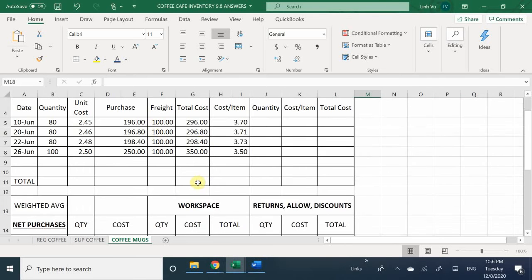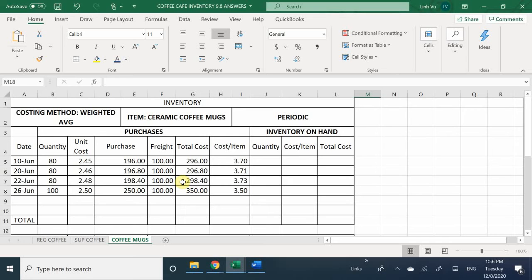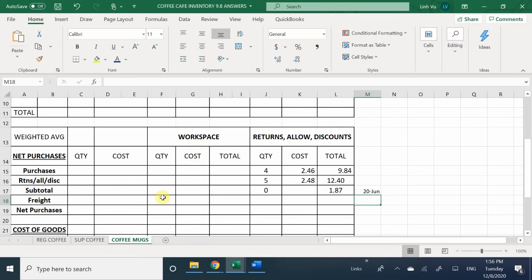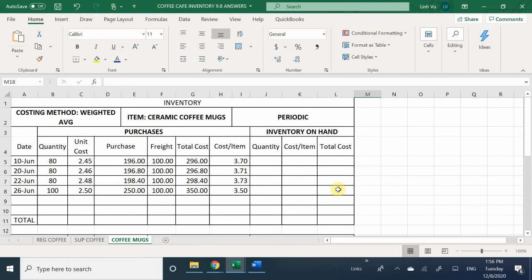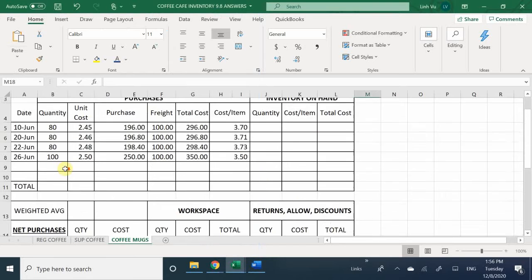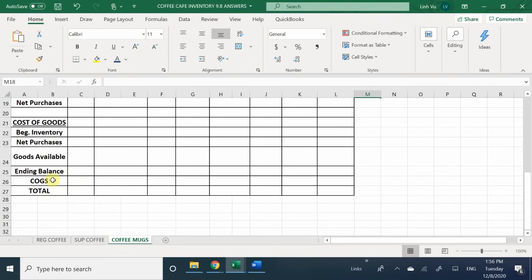Here I have a total of 4 purchases. I have some returns. I even have a discounted item in here. In this scenario, someone went downstairs and took a physical count, and they found out that the ending amount of cups we have left in inventory is 70. We have a total of 70 cups. So let's place that in our ending balance. Here, ending balance is 70.